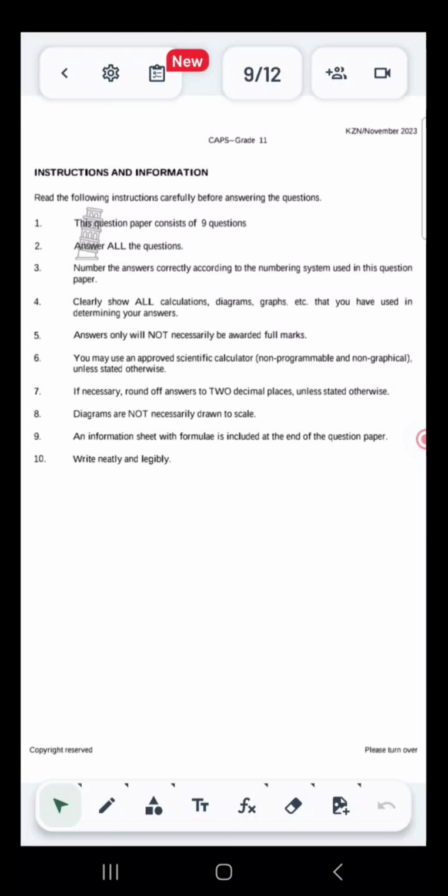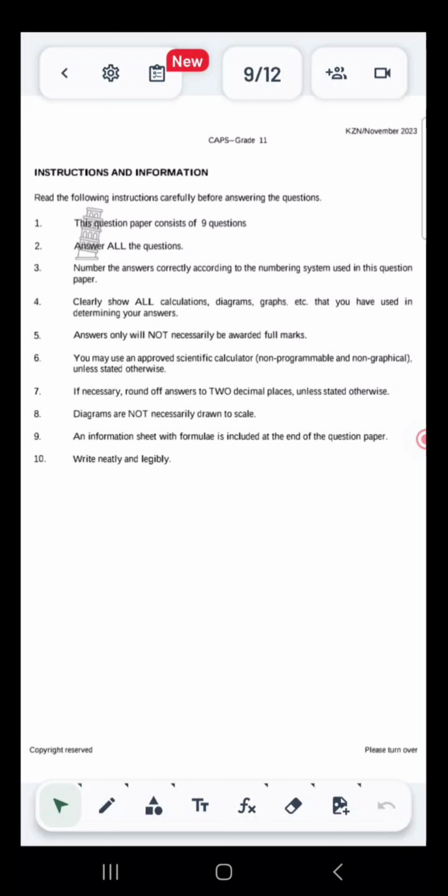Clearly show all calculations, diagrams, graphs, etc. that you have used in determining your answer. So if your answer needs graphs, calculations, or diagrams, you must draw them. I always say don't answer on a scrapbook and then transfer, because when you do that, you write answers only. Answer there, make mistakes there, because the marker will be forced to check your steps and you might get marks from them. Answers only will not necessarily be awarded full marks.